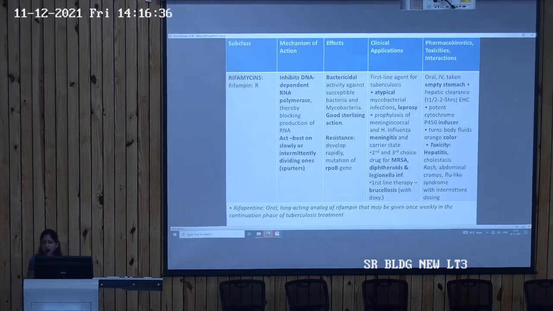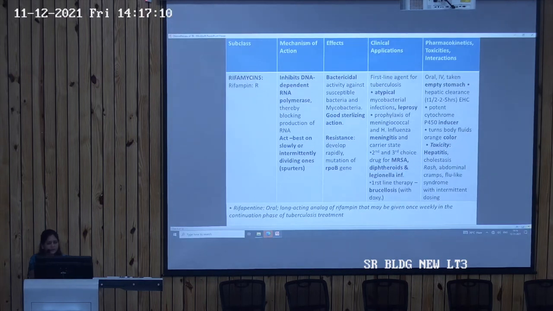On which does isoniazid act best? On rapidly dividing ones. They act best on the spurters. What are spurters? Those which are intermittently dividing. The bacilli are in three stages. Either they are rapidly dividing, which occurs in the cavity of the lesion. They are in the caseous material. These intermittently dividing bacilli are found, known as spurters, in which rifampicin acts best. Intracellular, slowly multiplying organisms are those in which pyrazinamide acts best.